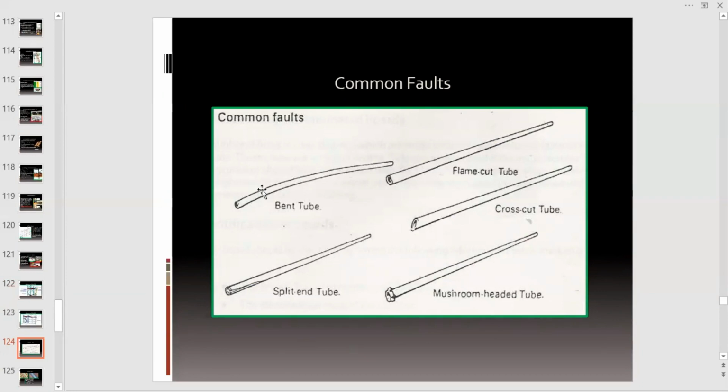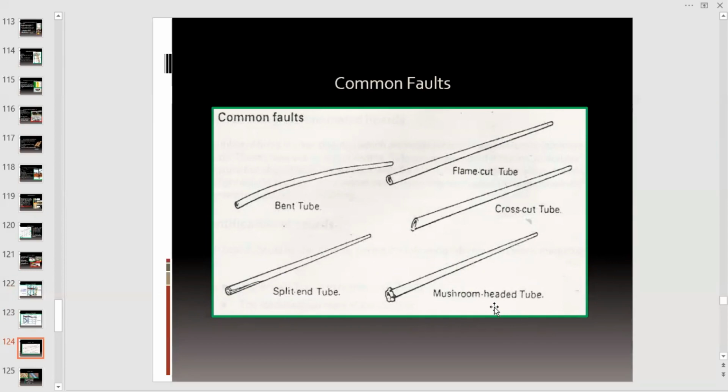This is an example of a bent tube. You cannot use it. This is an example of a split end tube. You can easily imagine this type of deficiency. You can easily identify the damaged or faulty components of the scaffolding structure.